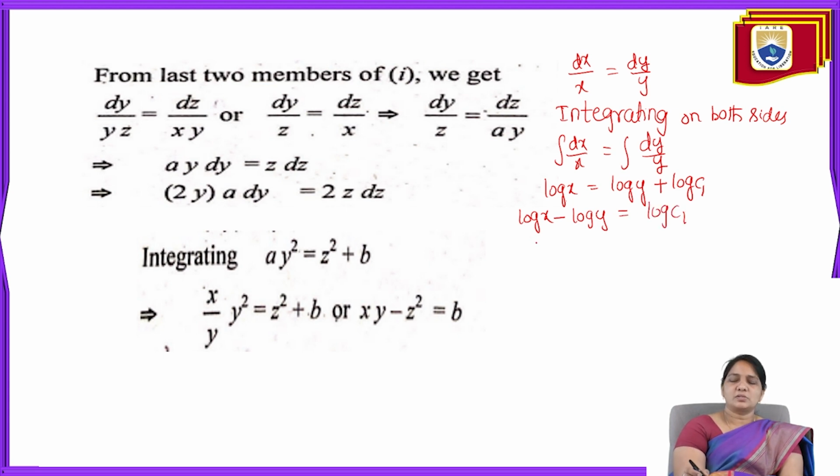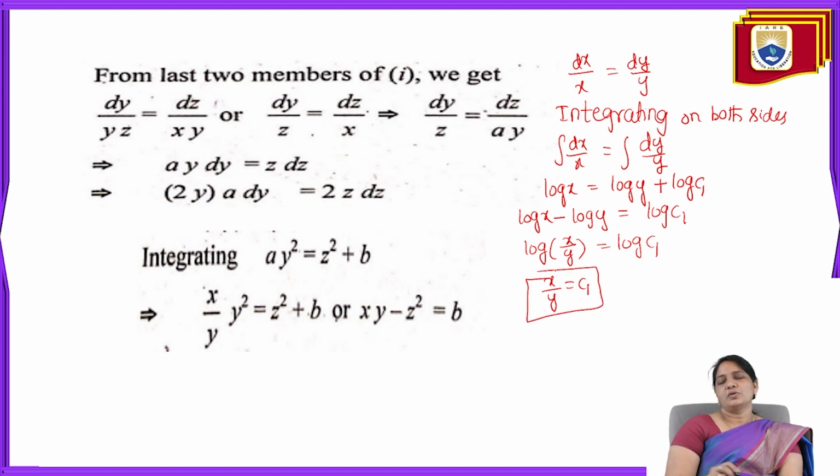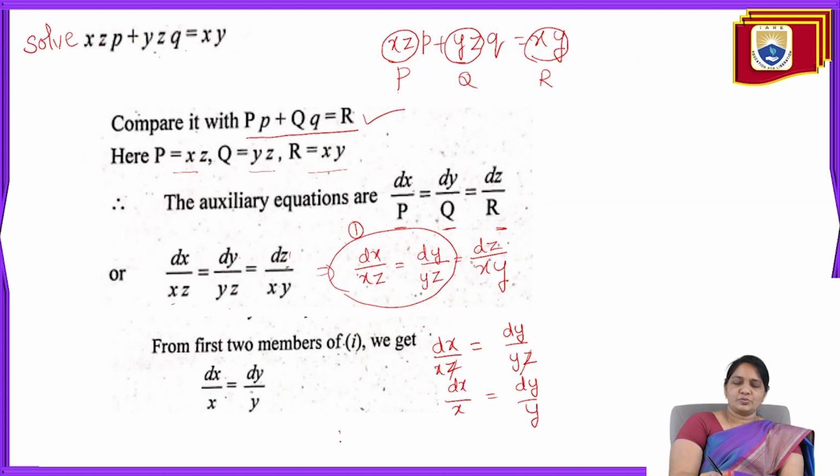Now log x minus log y is log x by y. So log x by y equal to log c1. So finally this is x by y equal to c1. This is my first solution. So here u equal to x by y. This is my first solution. Now I am going to calculate the second solution.